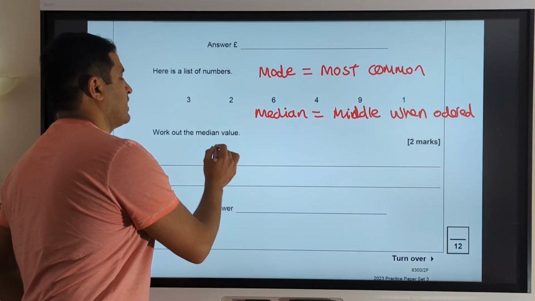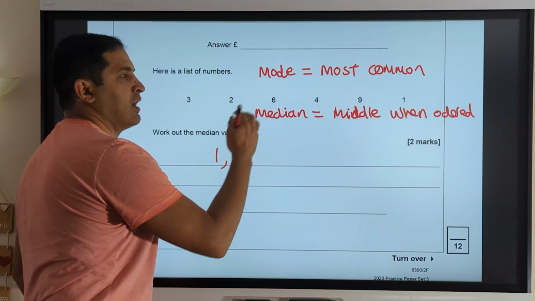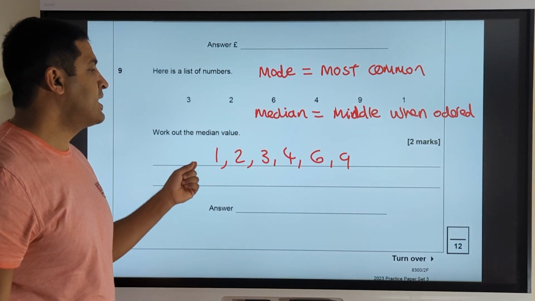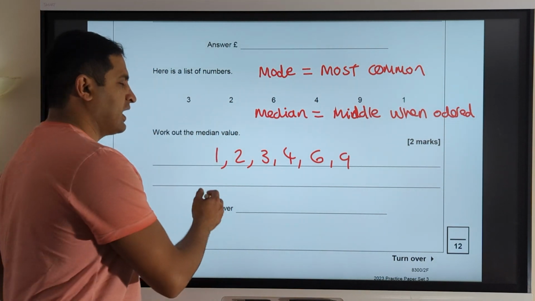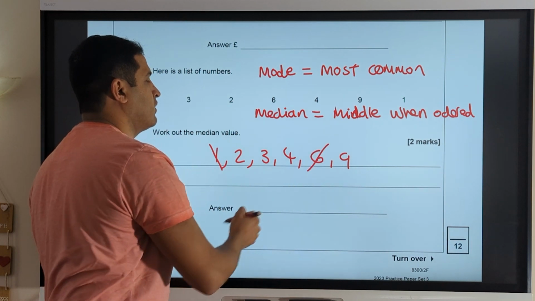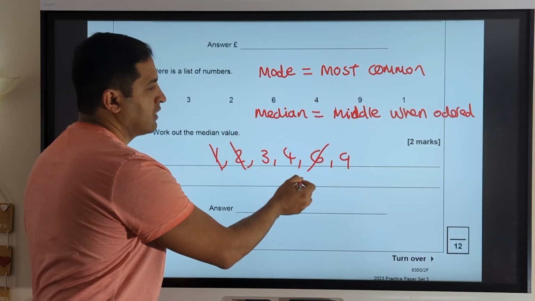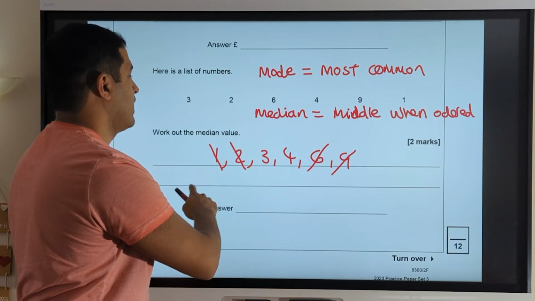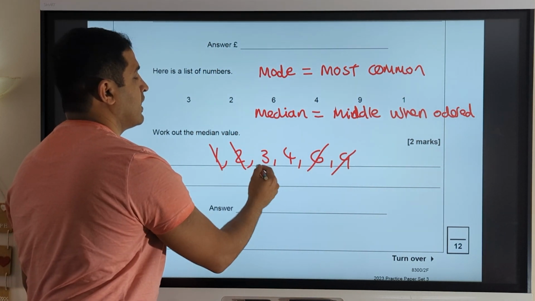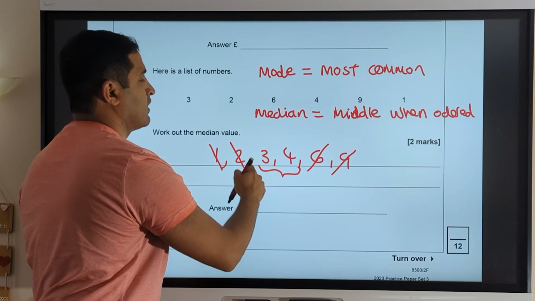So I would just write them down in the correct order. We're going to write them in order. That gets you 1 mark. And now we start going to circle it, underline it, cross it off, whatever you want to do. We're going to start doing that, and you'll get to the middle number. So we got 1 and 2 cancel, these 6 and 9. So your middle numbers are 3 and 4.